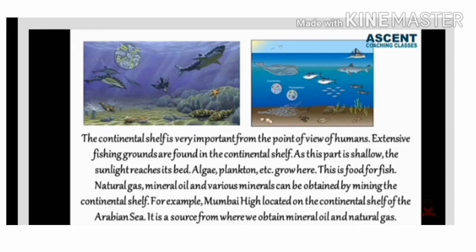Next, we will see the continental shelf is very important from the point of view of humans. Extensive fishing grounds are available in that area, and this part is shallow. The sunlight reaches its bed. Algae and plankton grow here. This is the food for fish, and in this area we obtain natural gas and mineral oil. For example, Mumbai High, located on the continental shelf of the Arabian Sea.